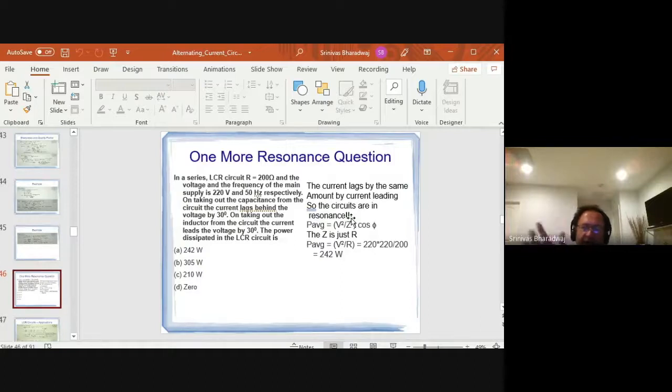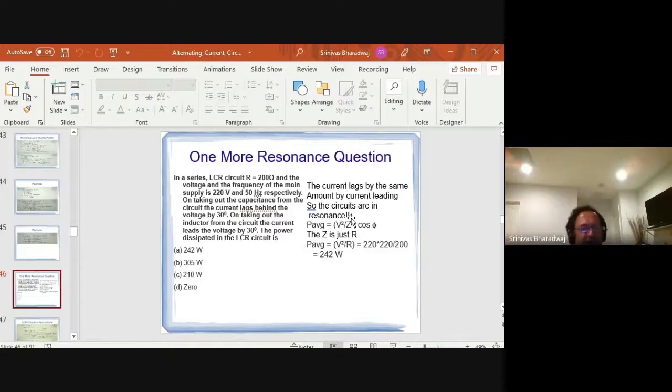Okay. Now, here's a simple example. That's why they have these simple examples. The current lags by the same amount as the current leading. So here's the question. In a series LCR circuit, R is 200 ohms, and the voltage and frequency are 220 and 50 hertz. On taking out the capacitance of the circuit, the current lags behind the voltage by 30 degrees.